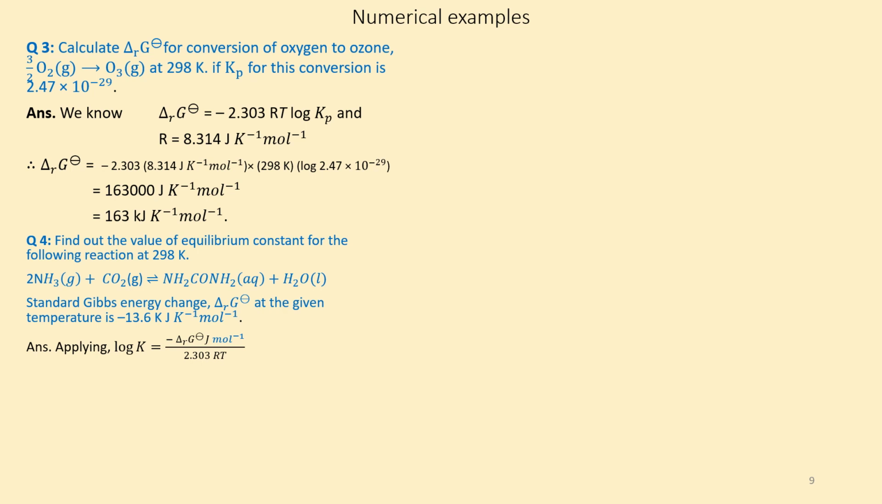Applying, log K is equal to minus delta rG naught joules per mole divided by 2.303 RT. That is rearranging the standard formula. Therefore, log K is equal to, substituting the value of delta rG naught, minus 13.6 into 10 to the power of 3 joules per mole divided by 2.303 into 8.314 joules per Kelvin per mole into 298. Simplifying, we get the value as 2.38. Hence, K is equal to antilog of 2.38, that is equal to 2.4 into 10 to the power of 2.